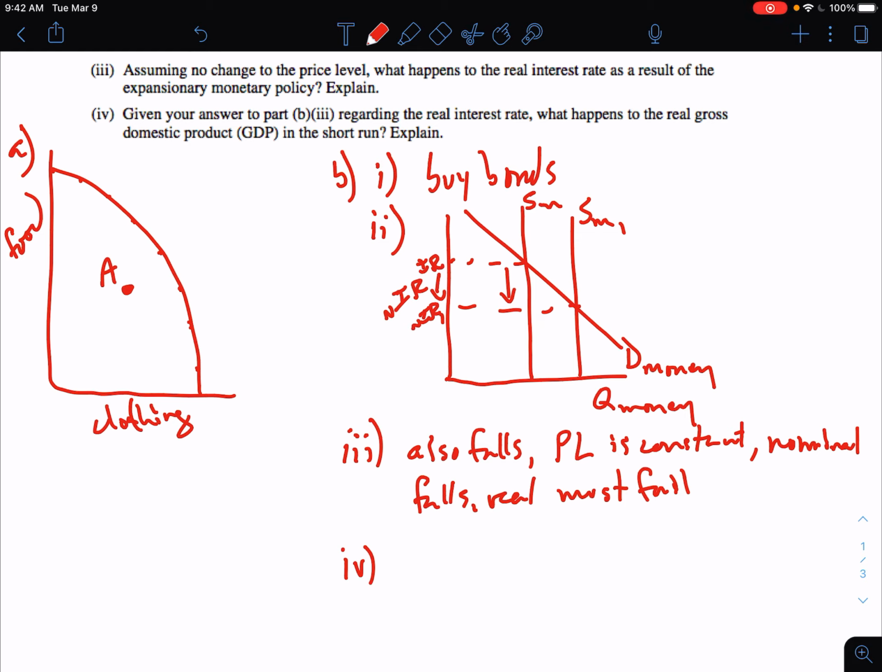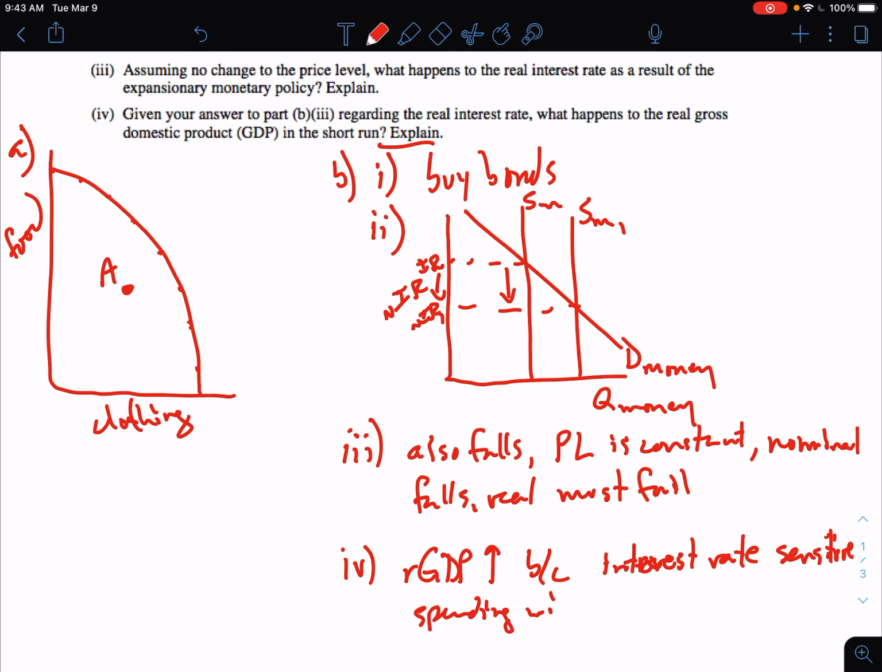Now, given your answer in B3 regarding the real interest rate, what will happen to real gross domestic product in the short run? So, real GDP will rise. Because, and remember there's an explain, so this is what, real GDP will rise, and then why is our explain. And that is because interest rate sensitive spending will rise.